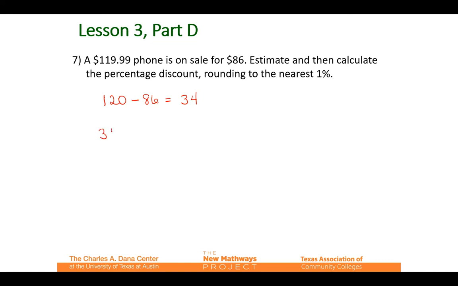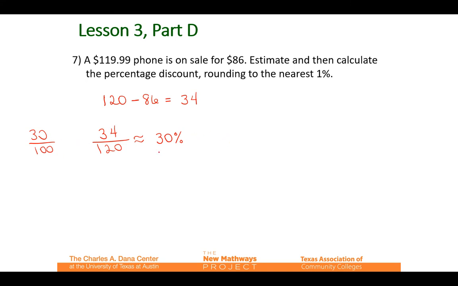So 34 out of 120, to me that looks like it's about 30% off. That's my estimate. How did I get that? Well, I know that 30% is 30 over 100. Well, this 34 is a little bigger than 30, and 120 is a little bigger. That was just my guess.